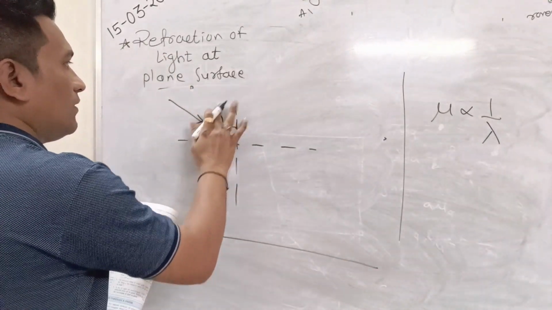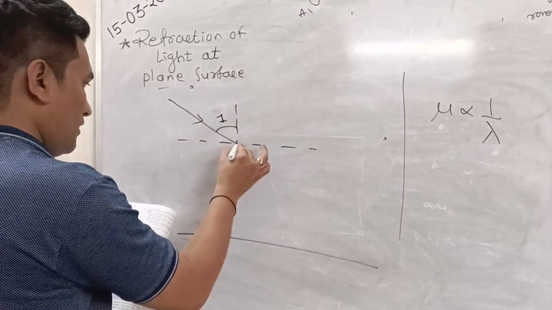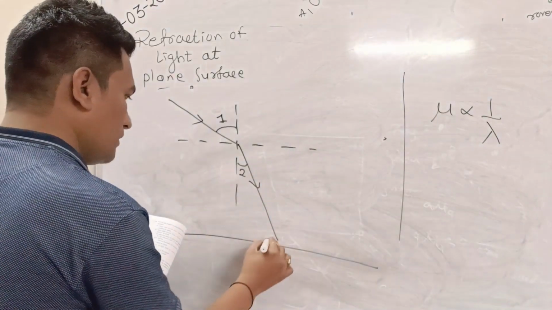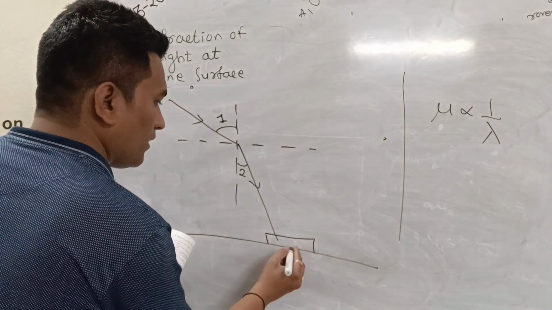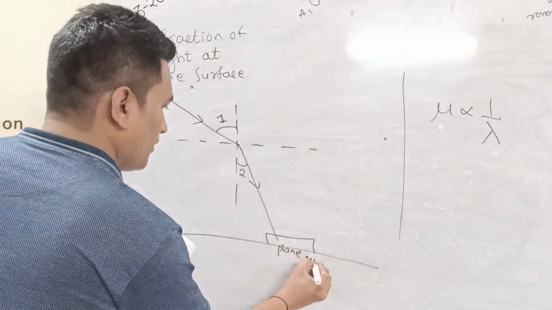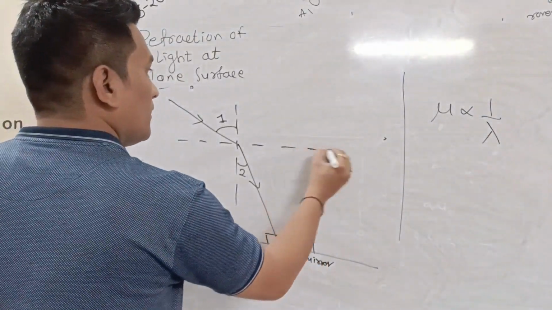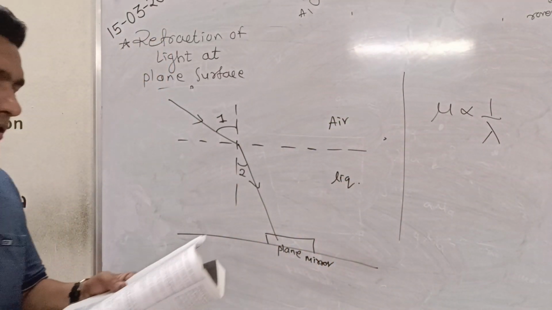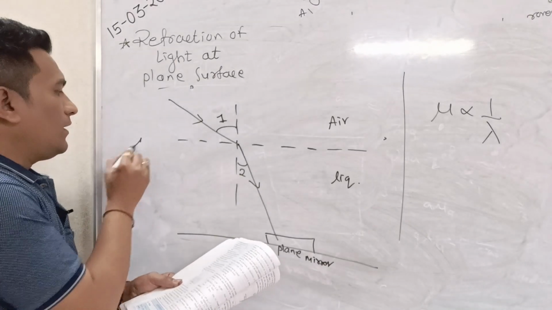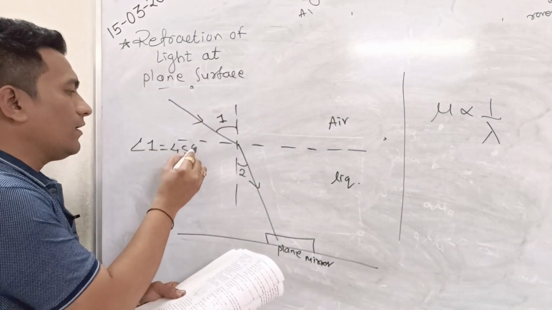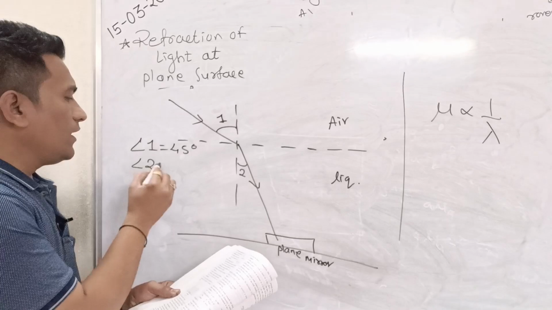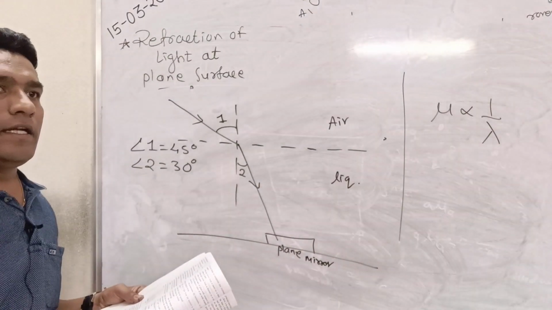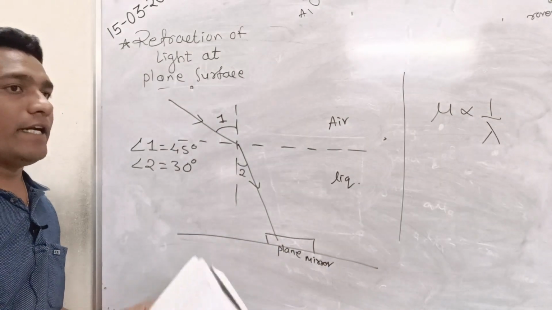This is angle 1, the refracted ray, this is angle 2. This is a plane mirror. They mentioned it to be a plane mirror. This was the air medium, this is the liquid medium. Okay. What they have mentioned is that angle 1 is 45 degrees, angle 2 is 30 degrees. First question, find the refractive index of the liquid.